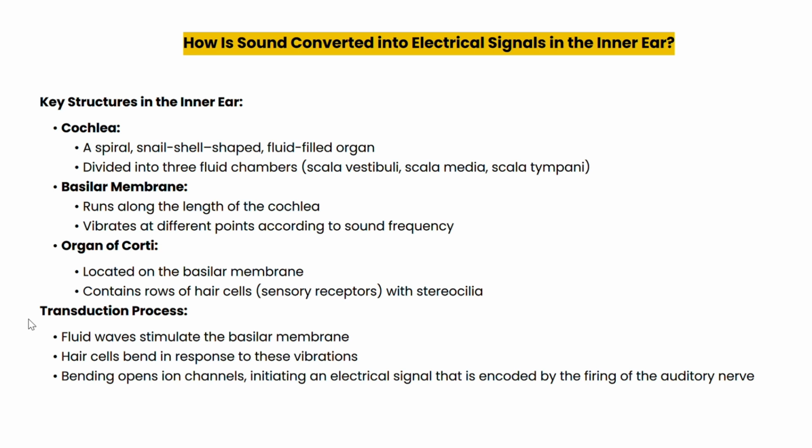Resting on the basilar membrane is the organ of Corti, which contains thousands of specialized hair cells. As the basilar membrane vibrates, these hair cells bend. And this bending is crucial because it opens up ion channels in the cells, creating an electrical impulse. Now, this impulse is then transmitted via the auditory nerve, effectively translating the mechanical wave into an electrical message that can be processed by your brain.